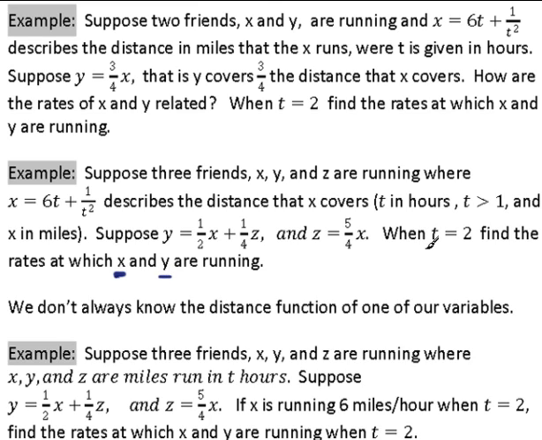All right, now let's say when t equals 2, find the rate at which x is running. That's no problem. We can just calculate dx dt over here and substitute in t equal 2. So that one's no problem. How about y?